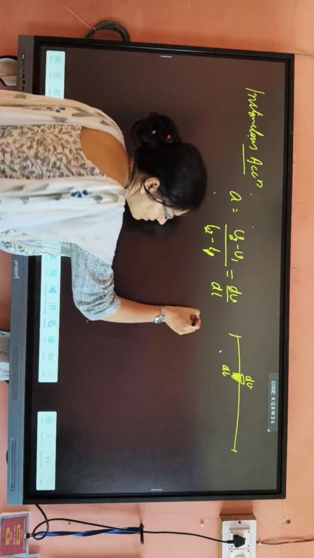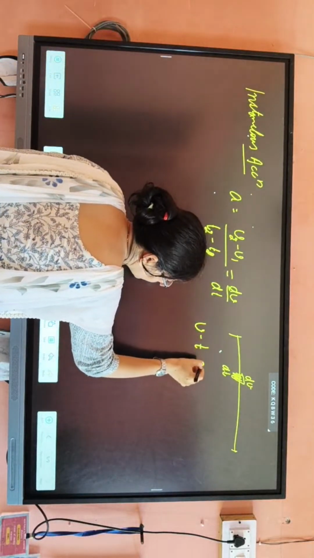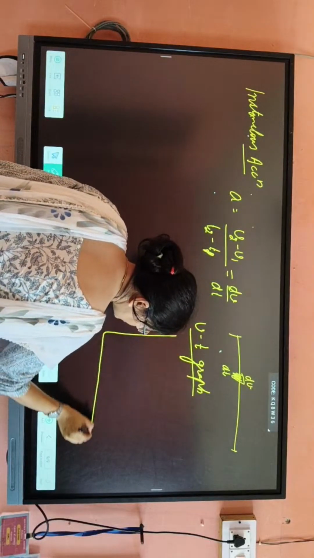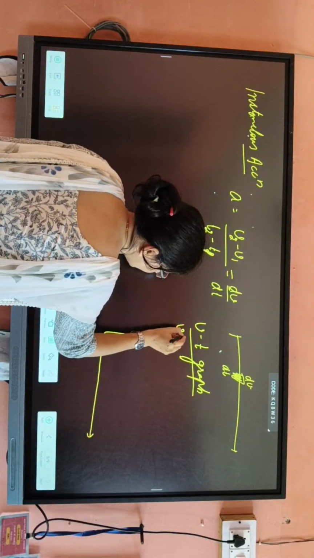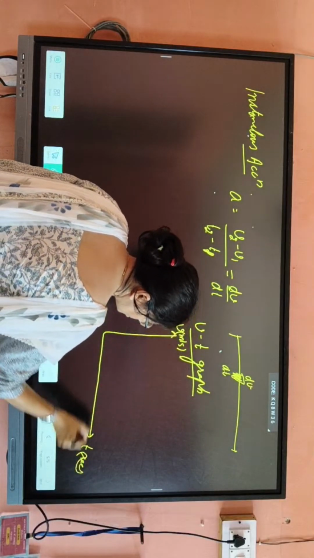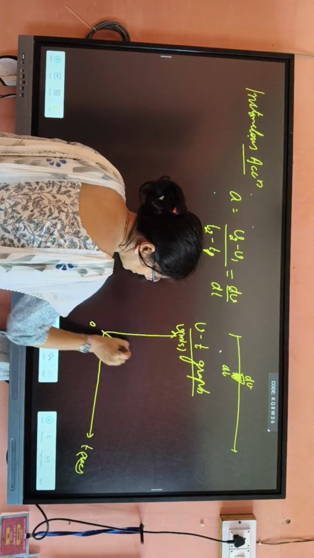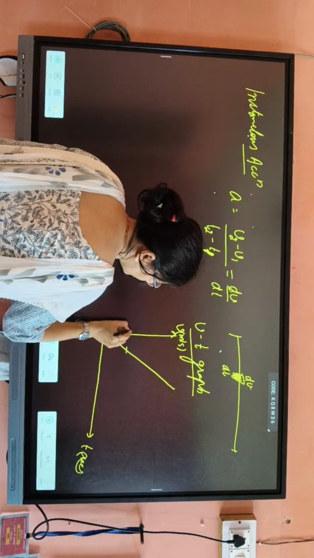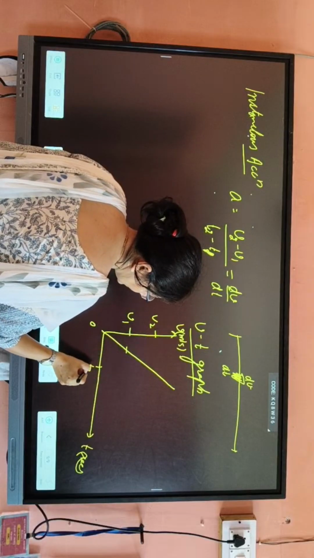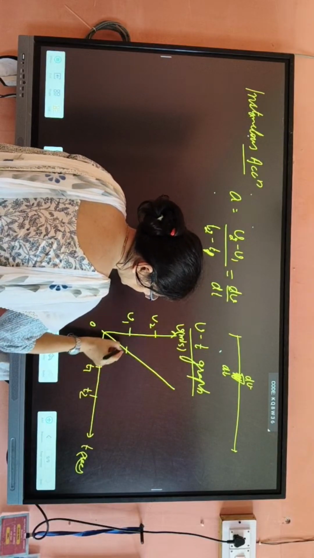So if a velocity-time graph is given, in a velocity-time graph also we can use this. Velocity in meter per second, time in second. So any curve is given here. In this curve, v1 velocity, v2 velocity, here t1 time, t2 time. Clear?